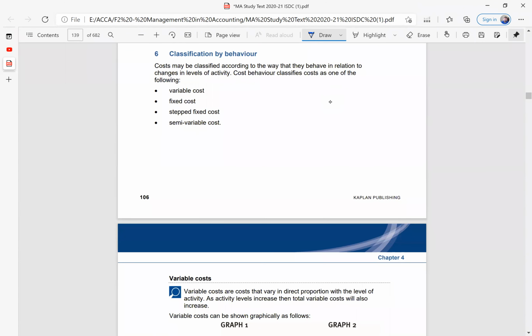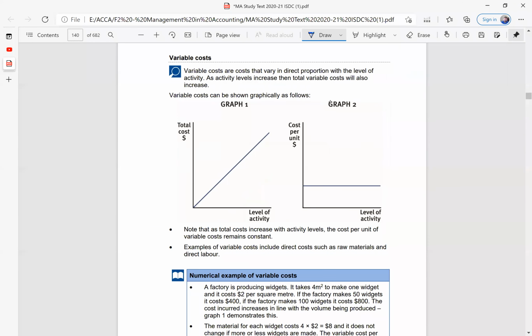Now, classification by behavior. So variable costs are those costs that are going to increase or decrease with the level of activity. That is what I told you. And I told you that it would be given like this, $2 per unit. Now, whatever the amount of activity is, you're going to multiply it by that and it is going to increase or decrease.